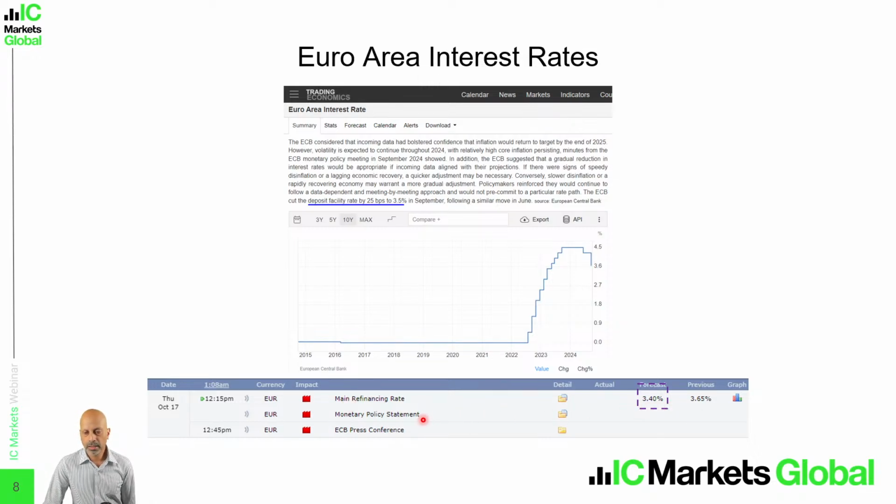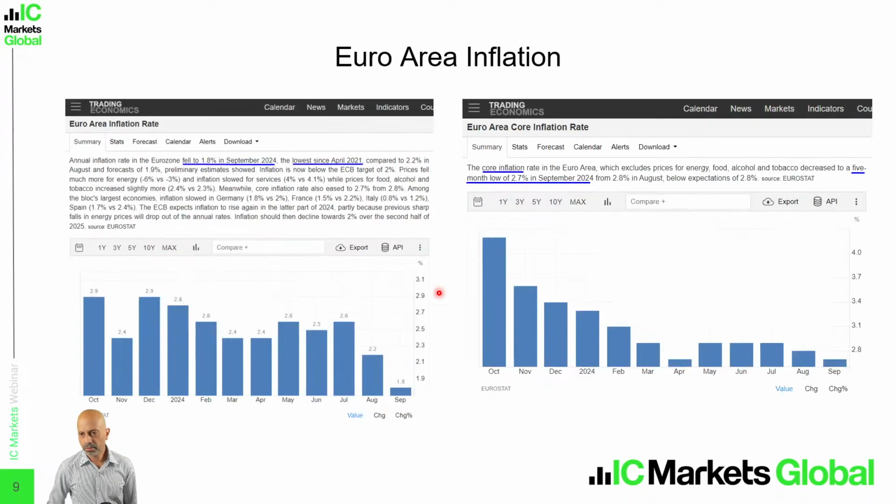Right? Should the statement convey a very dovish outlook on future monetary policy action, as well as further dovish rhetoric by ECB President Christine Lagarde during her press conference, we can expect the euro to come under significant overhead pressures. Right? We can see inflation in the euro area has moderated significantly lower. When you look at headline CPI, which is the chart on the left, and core CPI, which is the chart on the right, you can see both of which have moderated significantly lower. Headline CPI currently stands at 1.8% on an annualized basis, while the core sits at 2.7%.